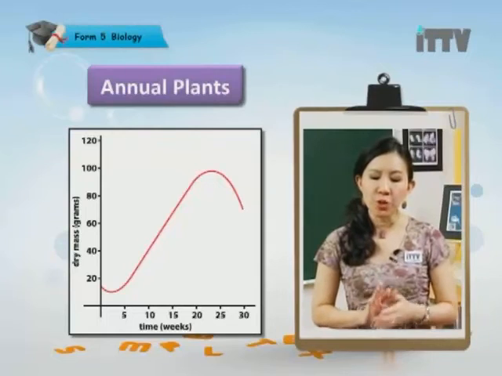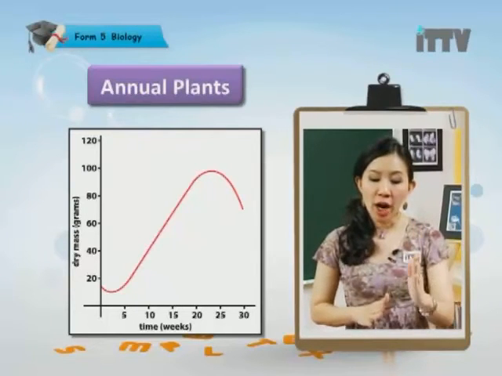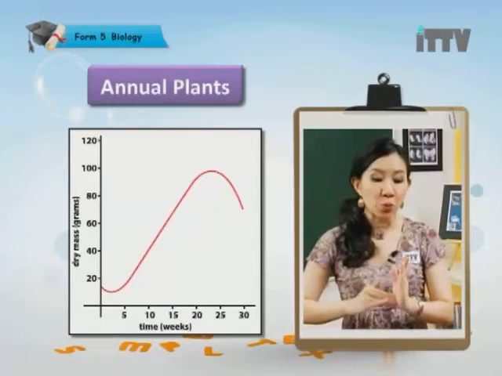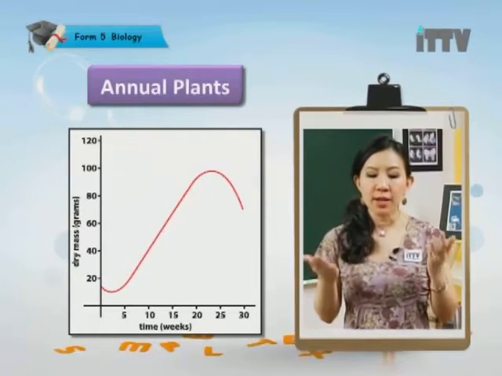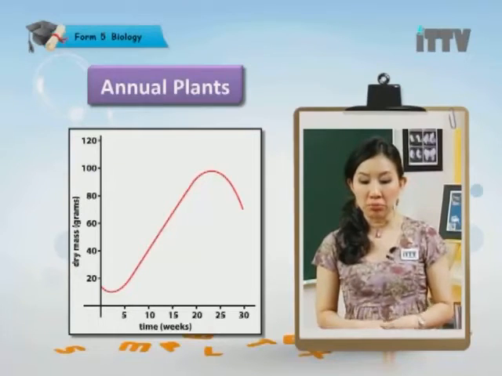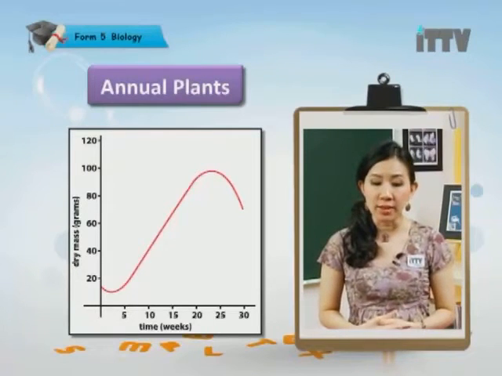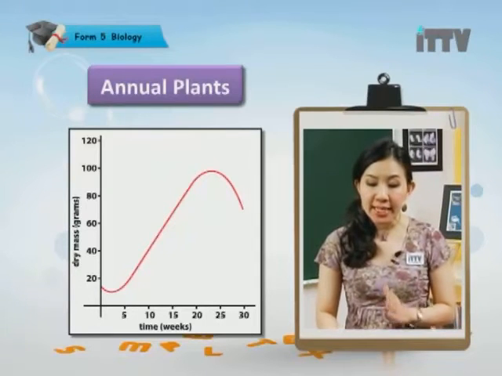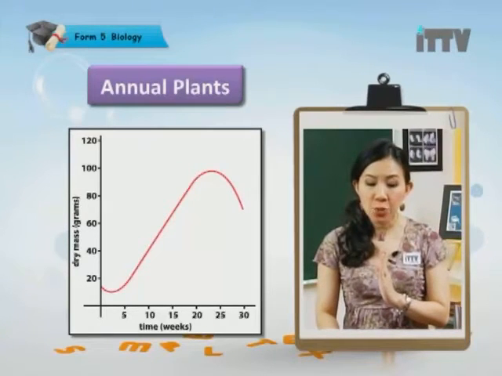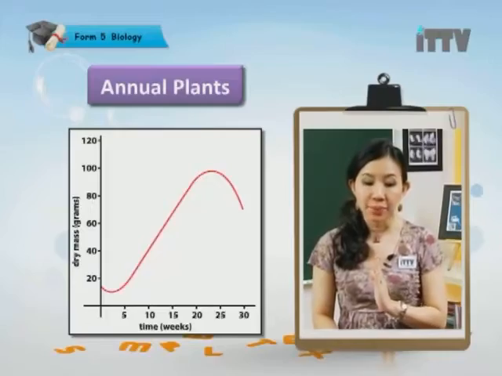So primary growth, as you can see from the graph, is dry mass versus time in weeks. For this plant, it lives for a maximum of slightly less than 30 weeks. So therefore, as you can see, by about the 29th week, the plant has died.